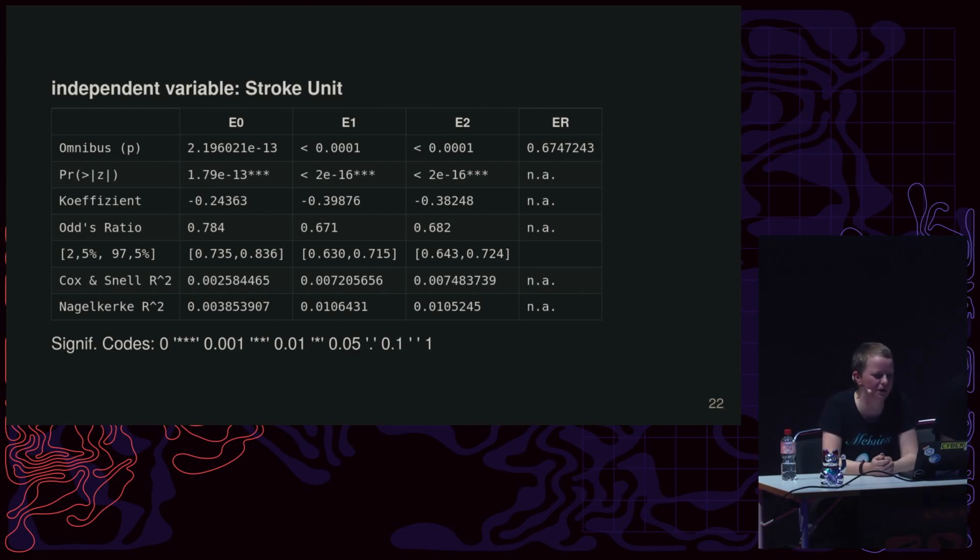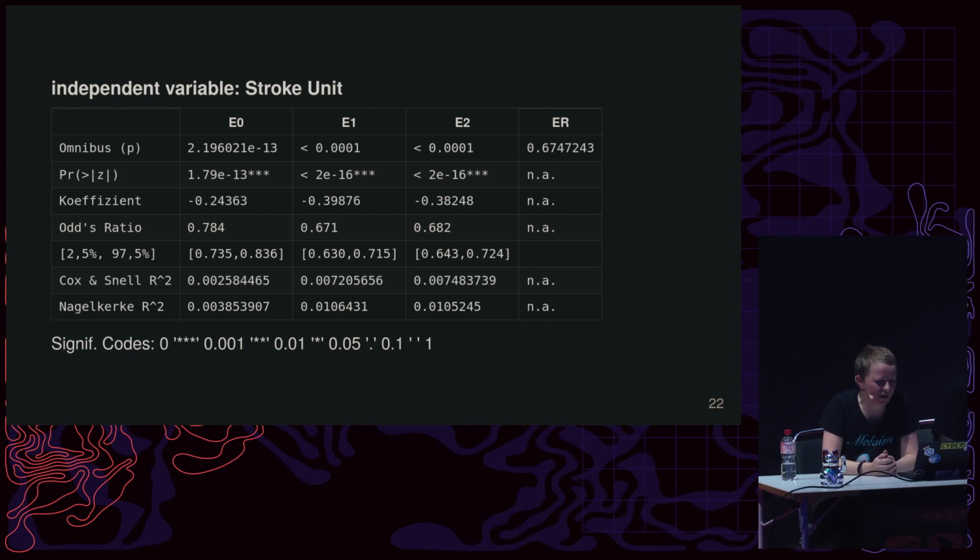The first one is the so-called omnibus test. It shows that the model in the regression analysis is better than the chance to survive in a random data set. And you see that this value at E0 by omnibus is significant. And for ER, the random data set, it's not significant, so there is no further analysis possible. That's why we didn't do it there.